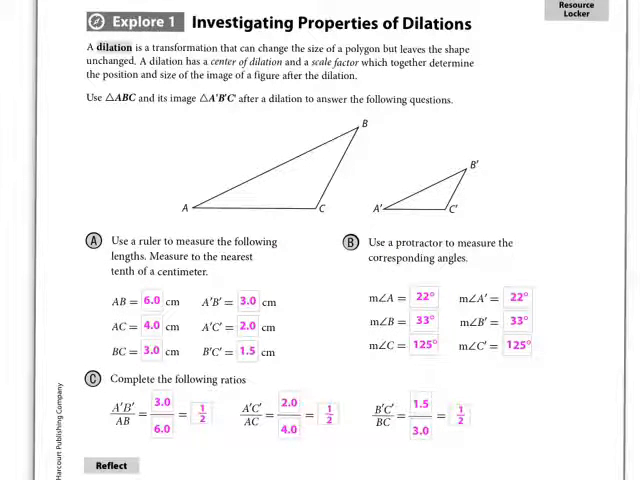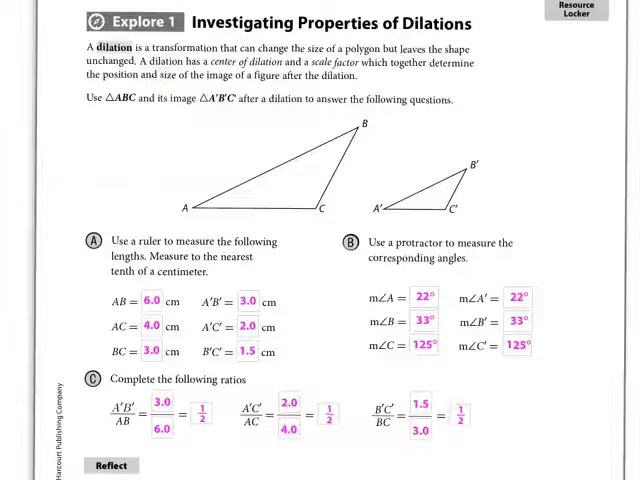On this page, I'm going to help you with the explore part at the beginning of your lesson. So let's discuss that. We can see here that they talk about a dilation being a transformation again, which is a movement, and that it can change the size, which we talked about earlier, but it has to leave the shape unchanged. So in other words, it has to be pointing in the same direction.